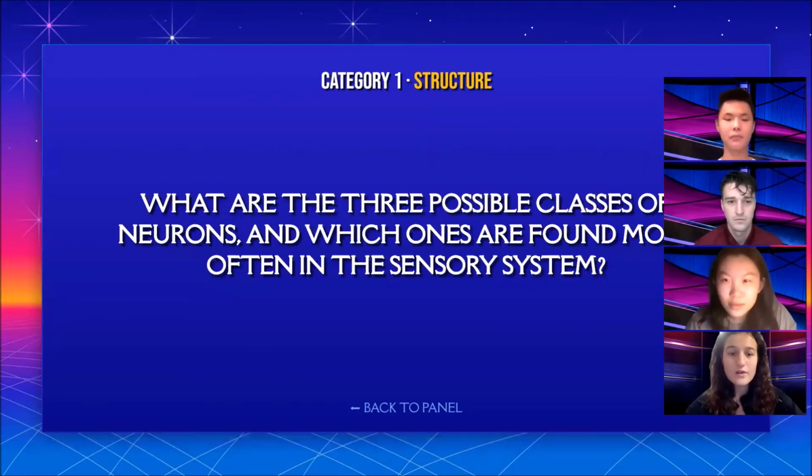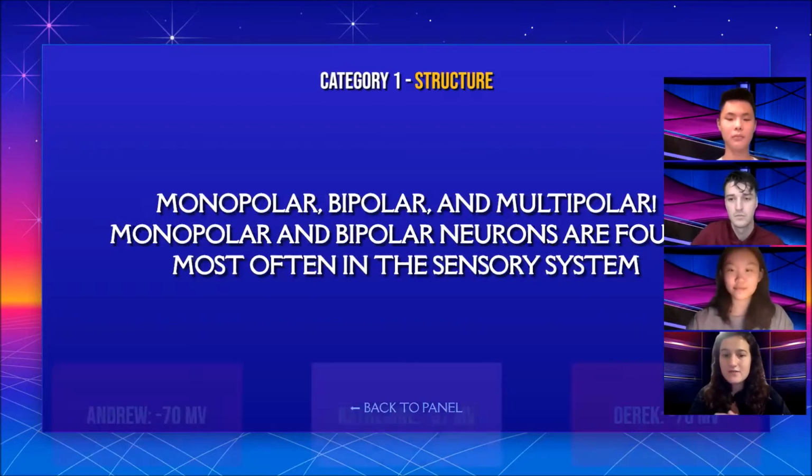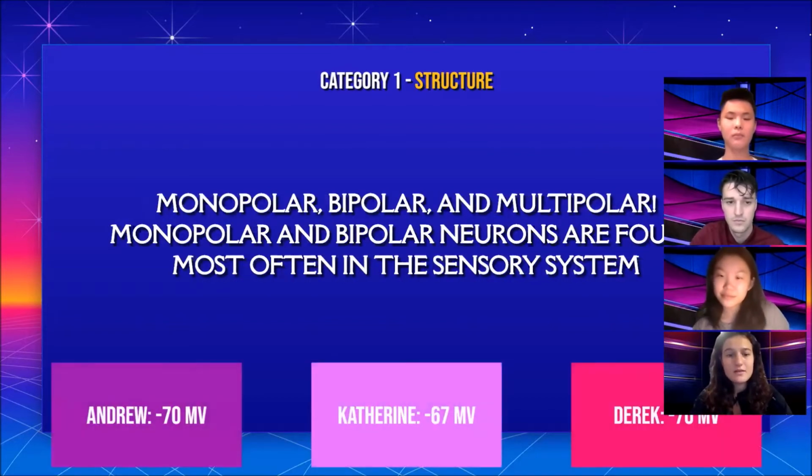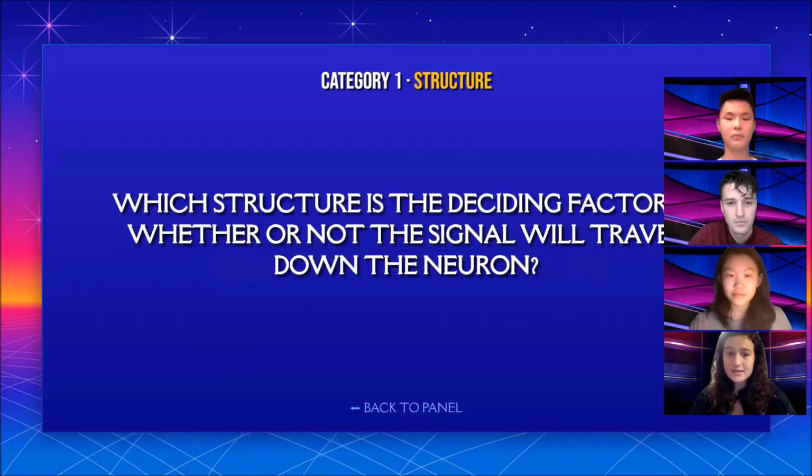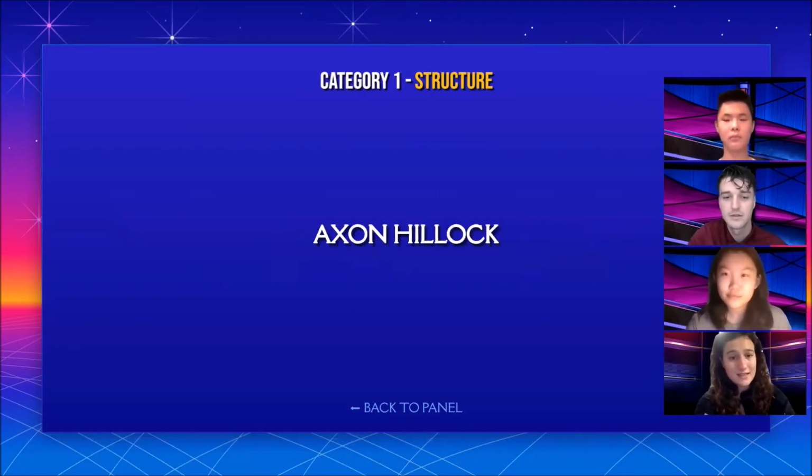Question 1. What are the 3 main classes of neurons and which ones are found most often in the sensory system? So it's monopolar, bipolar, and multipolar, and the first 2 are found more often in the sensory system. That's right. Because there's not as much need for integration there, you can simply do the processing of sensory information. And next question, which structure is the deciding factor in whether or not the signal will travel down the neuron? It's the axon terminal. That is incorrect. The answer you're looking for is axon hillock.